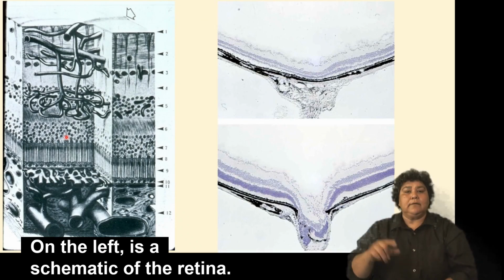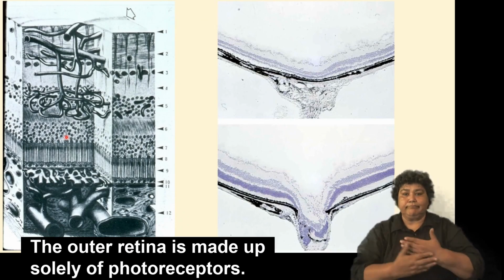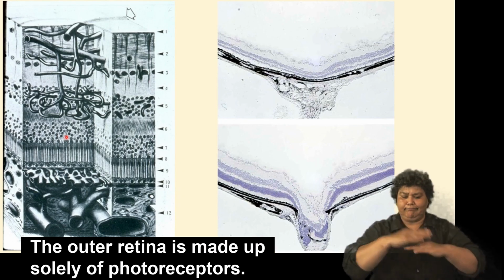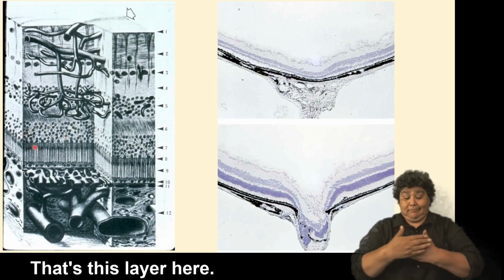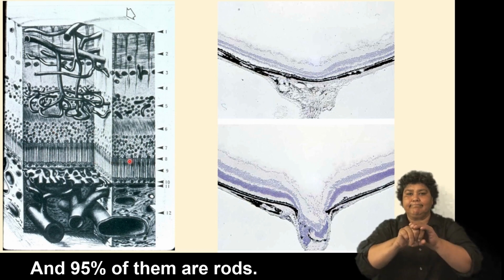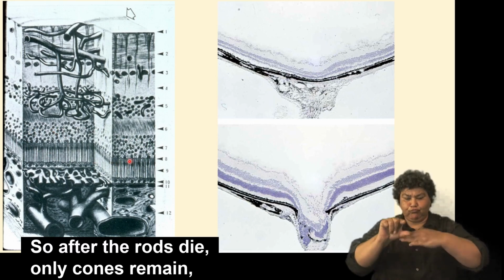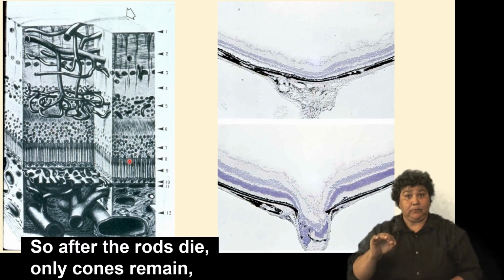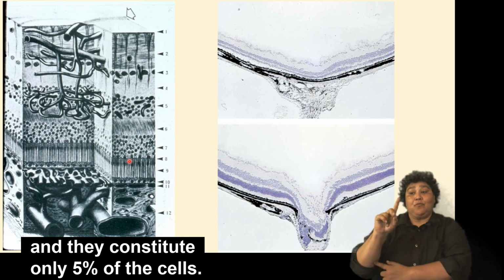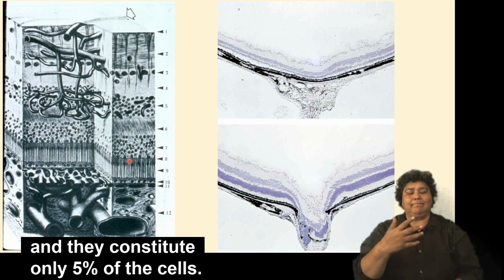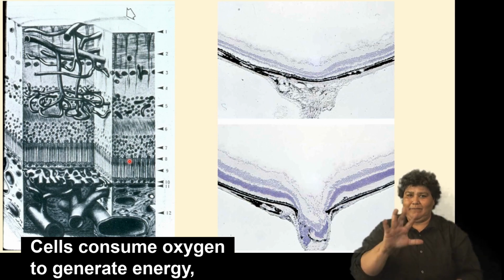On the left is a schematic of the retina. The outer retina is made up solely of photoreceptors. That's this layer here. And 95% of them are rods. So after the rods die, only cones remain, and they constitute only 5% of the cells.